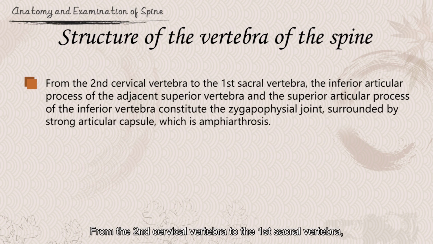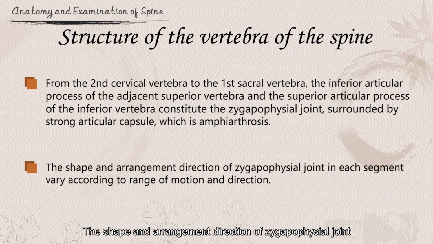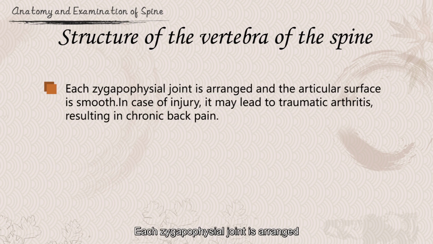From the second cervical vertebra to the first sacral vertebra, the inferior articular process of the adjacent superior vertebra and the superior articular process of the inferior vertebra constitute the zygapophyseal joint, surrounded by a strong articular capsule, which is an amphiarthrosis. The shape and arrangement direction of the zygapophyseal joint in each segment vary according to range of motion and direction. Each zygapophyseal joint is arranged and the articular surface is smooth. In case of injury, it may lead to traumatic arthritis, resulting in chronic back pain.